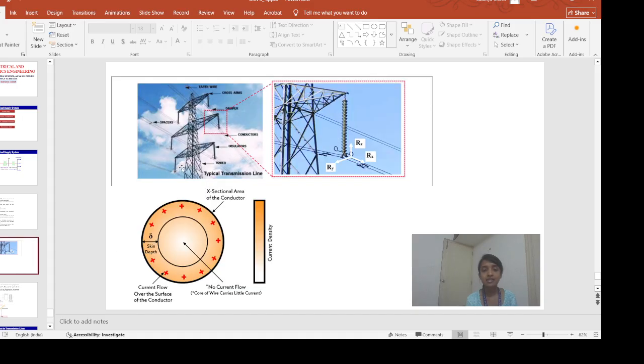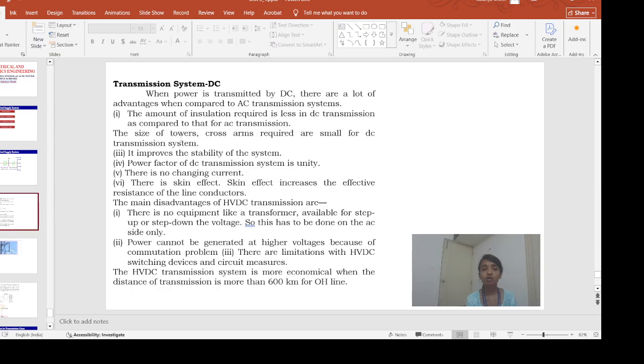We all have seen these towers. These are long structures, and with these towers the overhead transmission lines are suspended. With these towers we have this horizontal component, which is called the cross arm. These are attached to the towers and are there to support the conductors and insulators. So in case of the DC transmission system, the amount of towers and cross arms required will be less. Also, if you use the DC transmission system, it will improve the stability of the system.